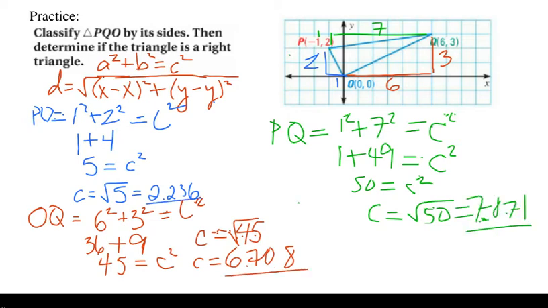As you can see, we're going to have a scalene triangle, since we can see that all three side lengths are different sizes.